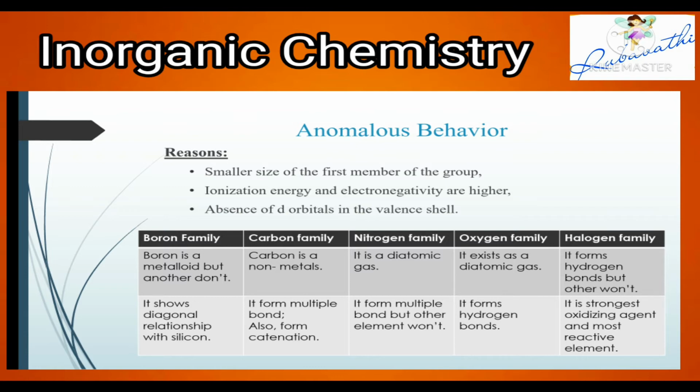Group 14, the carbon family. Carbon is strictly a non-metal, whereas silicon and germanium are metalloids, and tin and lead are metals. Carbon can form multiple bonds but other elements can't. Carbon shows catenation, that is, it forms chains of bonds with itself or with other atoms, but other elements have less catenation than carbon.